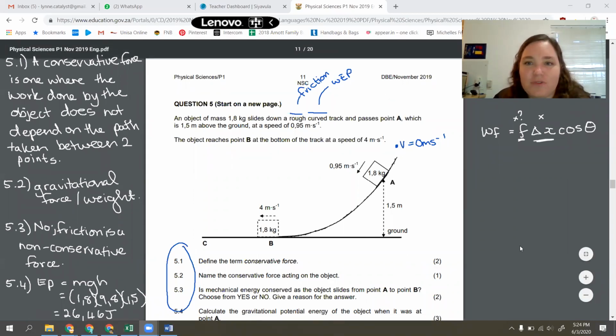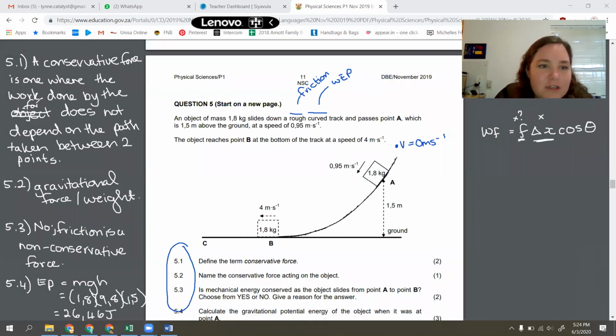So define the term conservative force. A conservative force is a force where the work done by the force, that should read force, not object, does not depend on the path taken between two points. So effectively, a conservative force conserves mechanical energy. All right, 5.2, name the conservative force acting on the object: it's gravitational force or weight. Once again, gravity is not a force. 5.3, is mechanical energy conserved as the object slides from A to B? The answer is no, and that's because friction is a non-conservative force, or friction does work on the object, or friction acts on the object. You could probably get away with any of those.